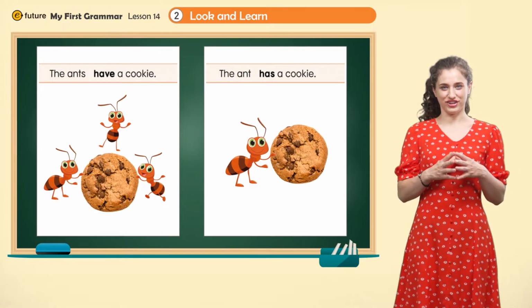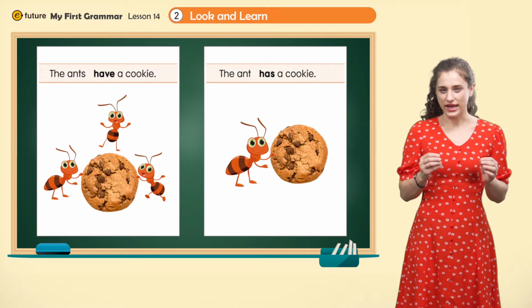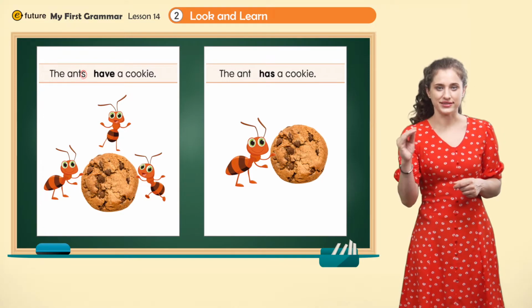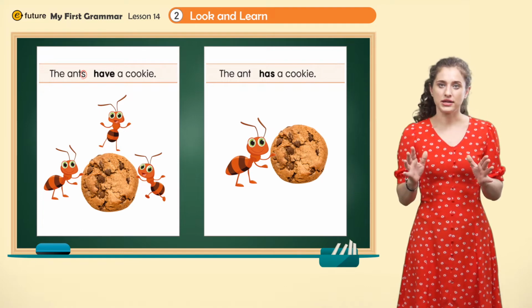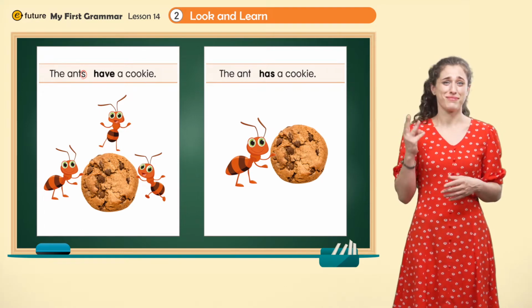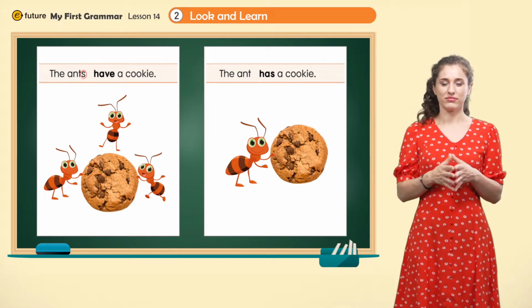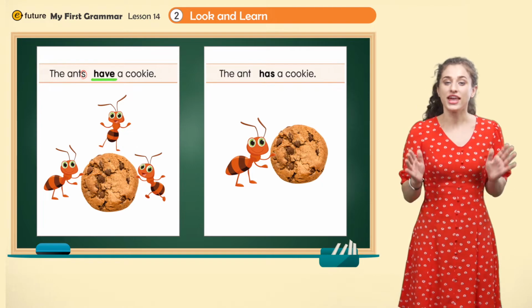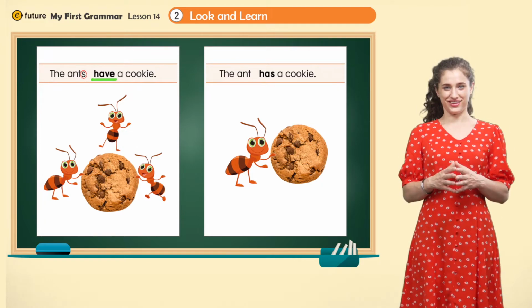Now, let's look at this. The ants have a cookie. The ants. Can you see S here? Ants. That means more than one ant. Maybe two, maybe three, maybe more. After ants, we use have. The ants have a cookie.